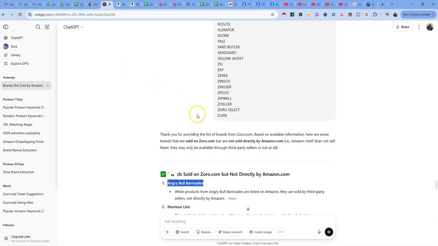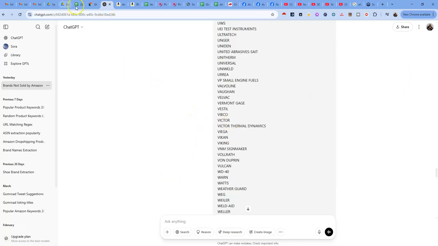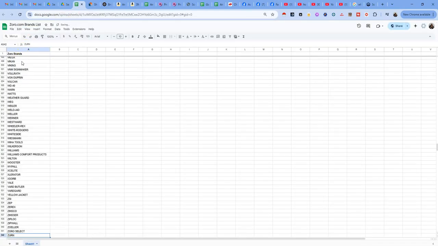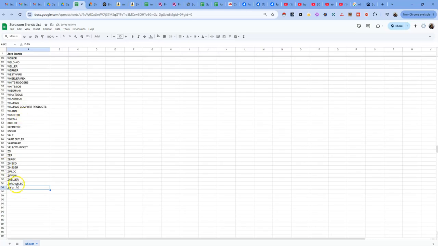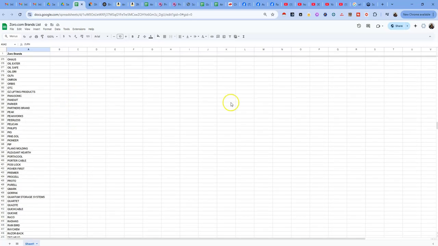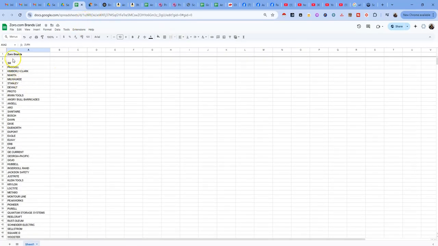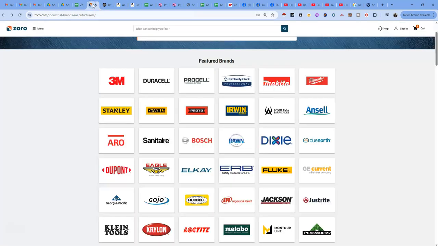It was able to go through a ton of Zoro brands. Look at my list of brands here. It starts on row 2 and goes down to row 542. So that's 542 minus the first row, that's 541. Oh, I've got a blank here. So 540 brands. Okay, 540 brands.